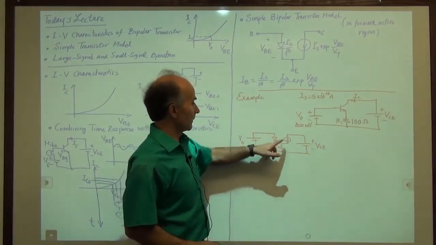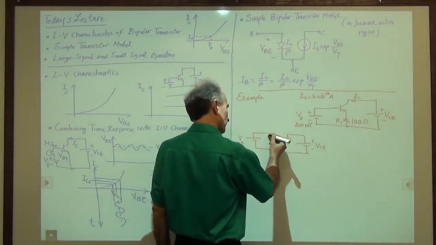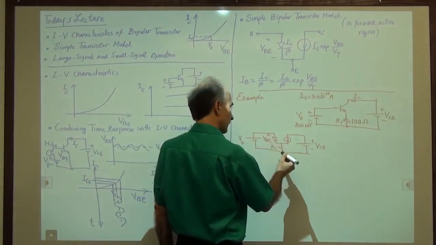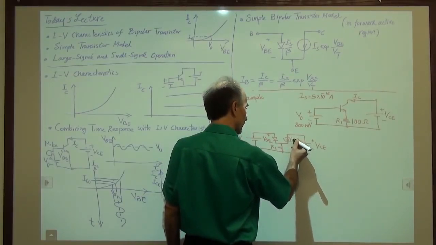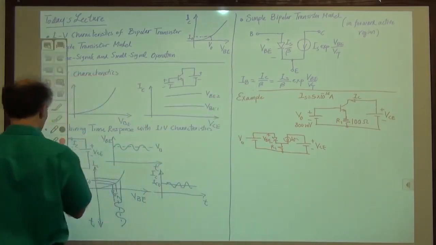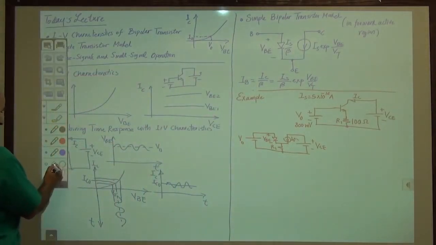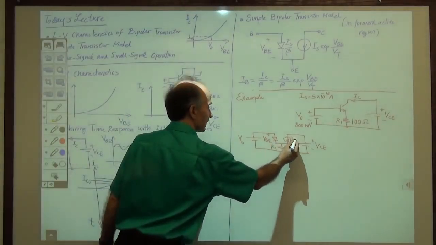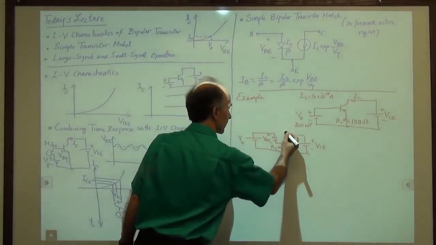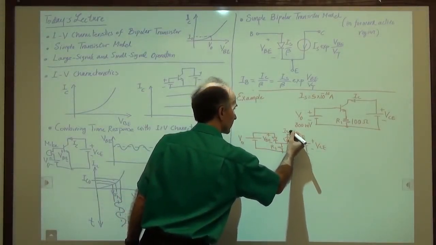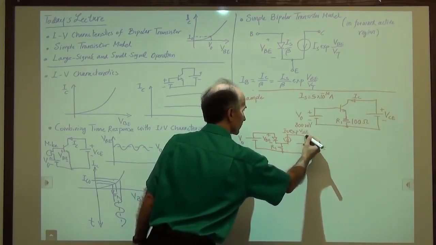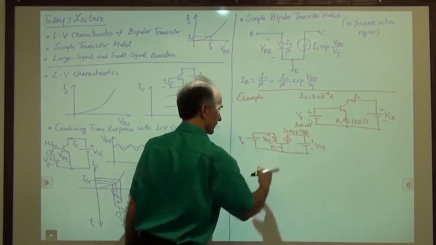And we know the dependence of this upon this, right? So we know that if this is called VBE, then this is equal to IS exp of VBE over VT. Well, I don't have room there. Let me try to erase this here and write it on top. So this would be IS exp of VBE over VT, the value of this current source.